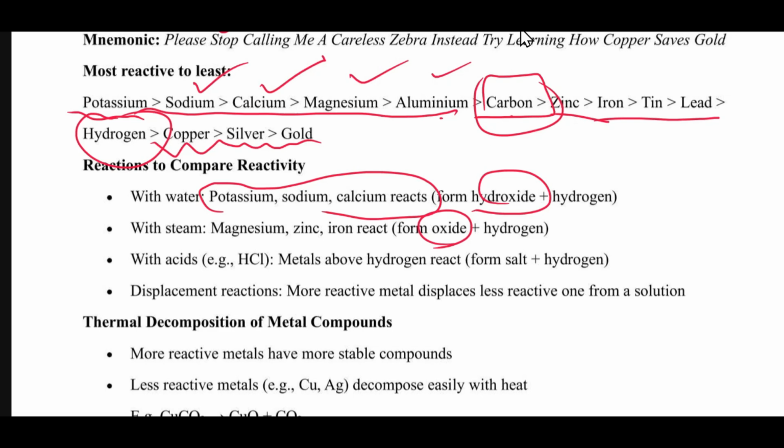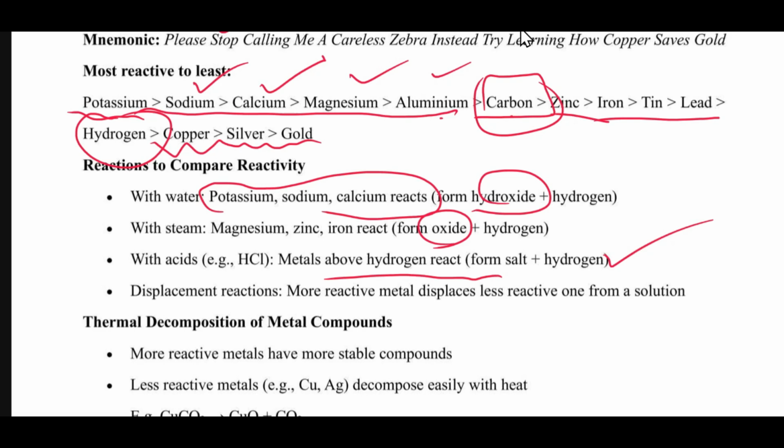Now let's see the reactivity with acid. All the metals that are above hydrogen can react with acid. So if you see potassium, sodium, calcium up till lead, they all can react with an acid. Okay, so this is how you have to remember the reactivity series. If you remember the reactivity series, you will easily know which metals can react with acid.